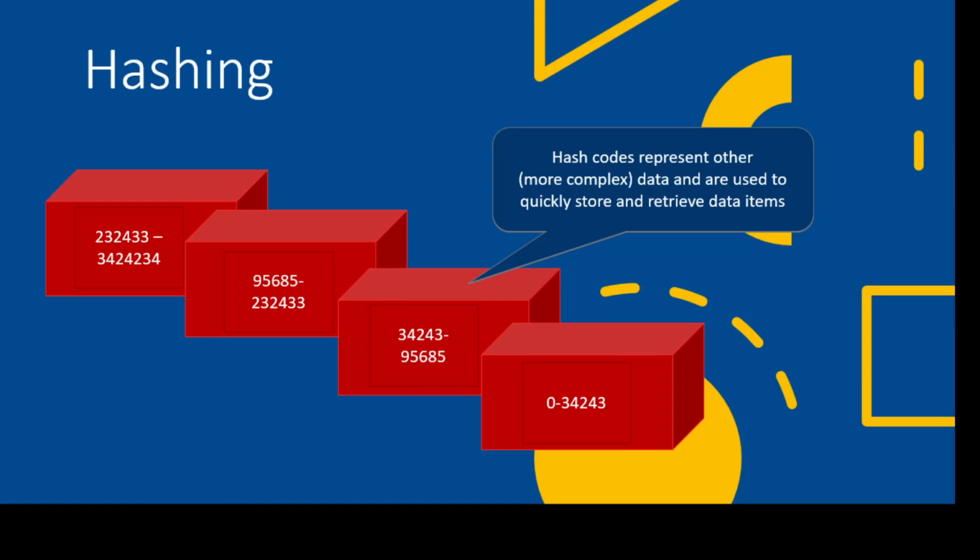instead of a last name that's alphabetically ordered, we'd give you some code, and we say if your code is somewhere between 34,234 and 95,685, this is your bucket. This is where you live. This is where you go. And so that's the foundation of what we're going to do.